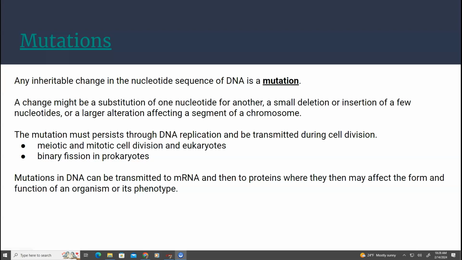So mutations, we know, are any inheritable change in a sequence of DNA. These changes might be a substitution of a nucleotide, a small deletion or insertion, or it could be a larger alteration affecting a whole segment of a chromosome. The mutation must persist through DNA replication and be transmitted during cell division, so it must be passed down from generation to generation. These mutations in DNA can then be transmitted to mRNA and then to proteins, where they could affect the form and function of an organism or even its phenotype.